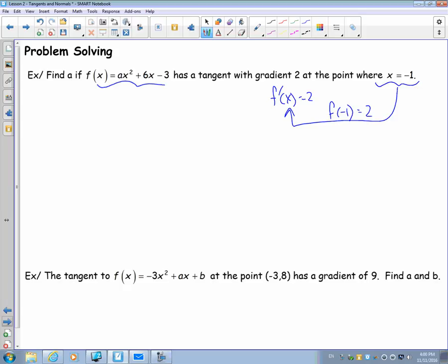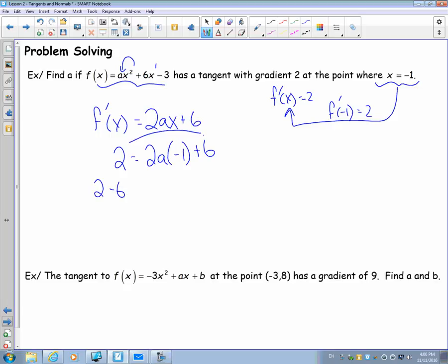We can use derivatives. So derivative of x, 2 times, well, it's not a number this time, it's an a. So 2 times a is 2ax, plus 1 times 6 is 6. What do I know? I know this comes out to 2 when I make my x value -1. So I end up with this. And we can simplify it by bringing the 6 over to the left side. So we'll bring that over here.